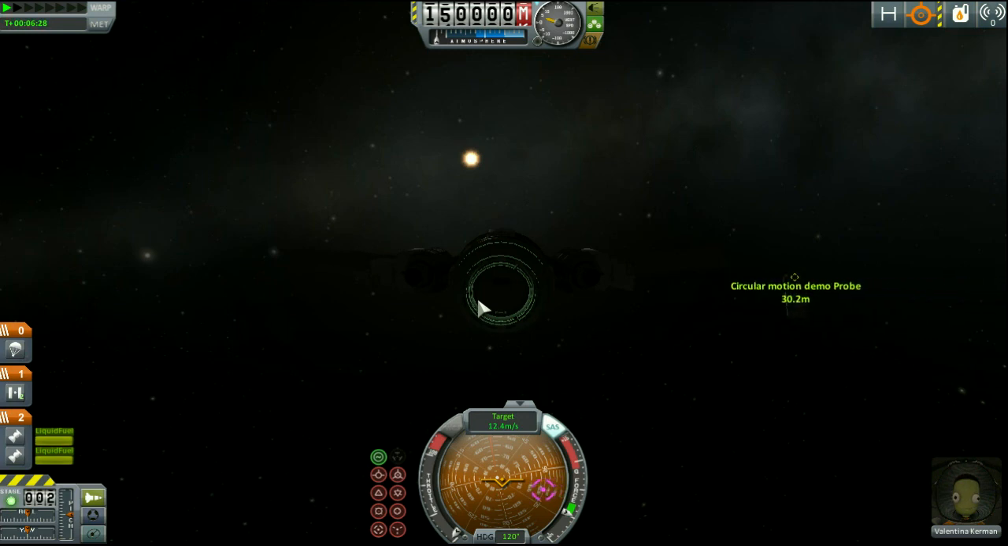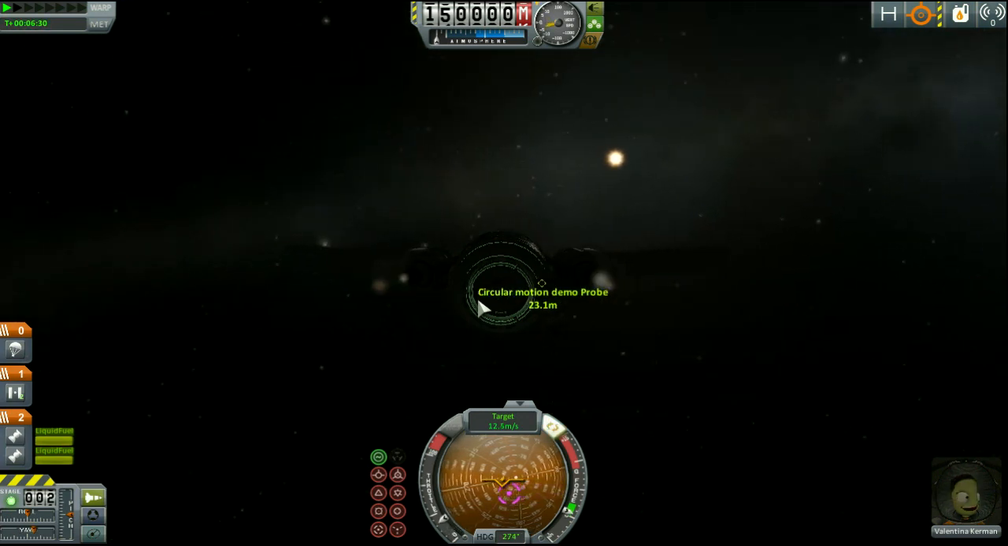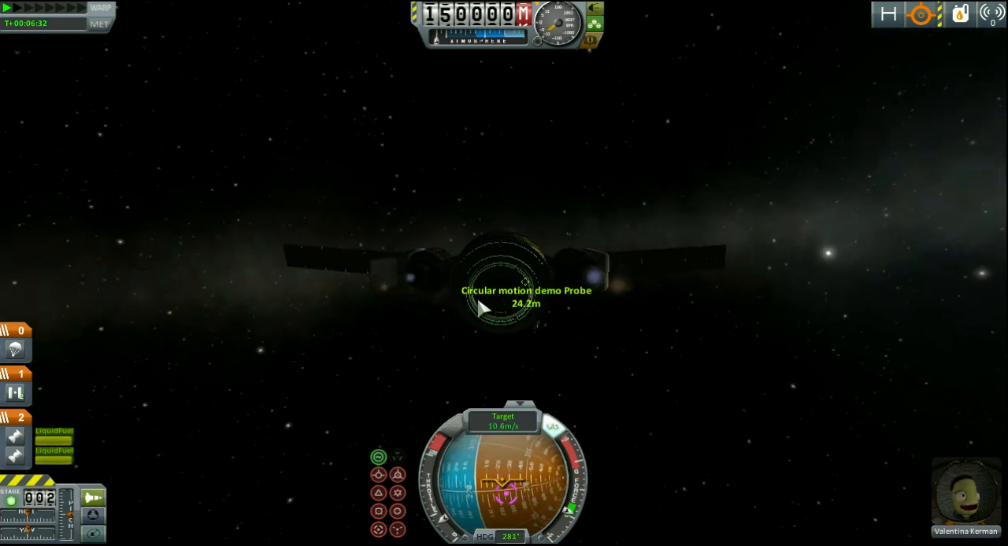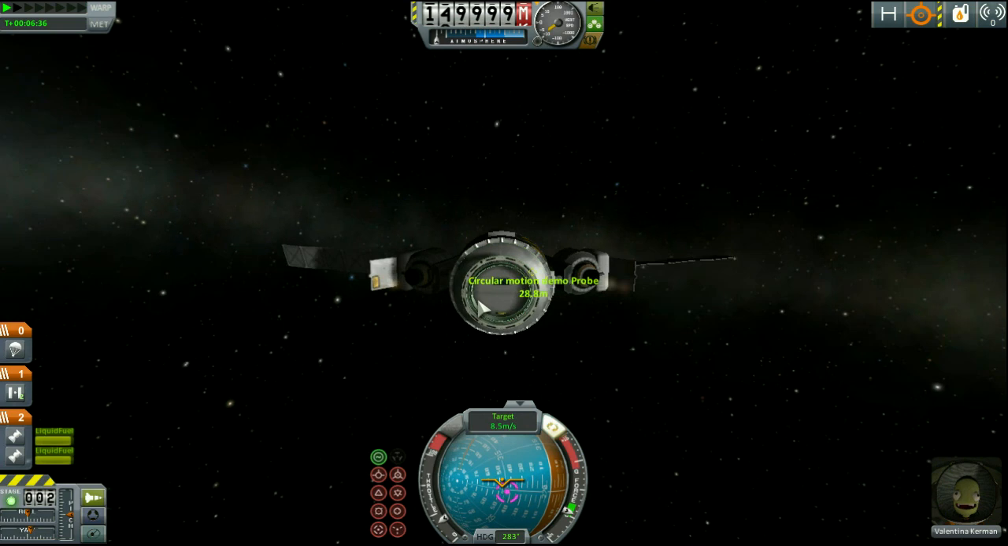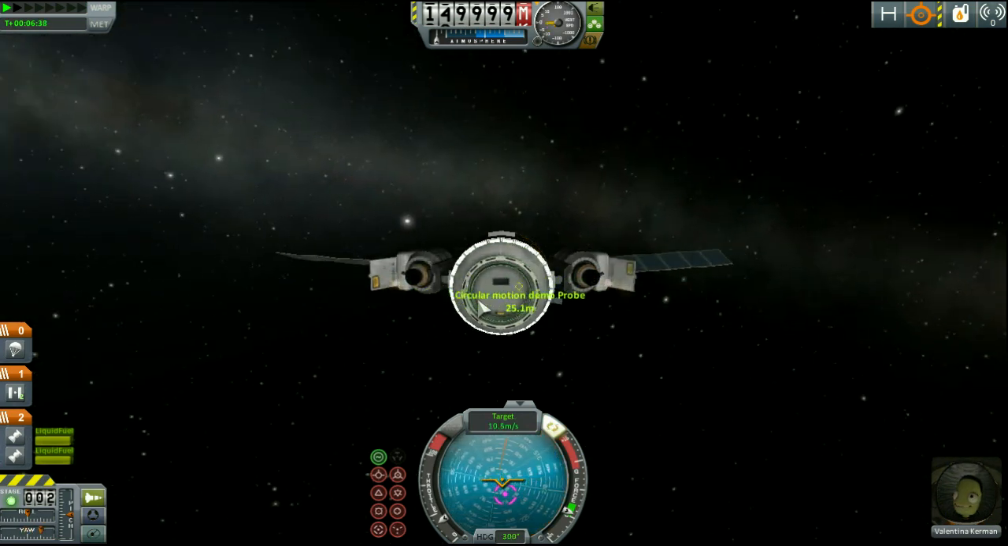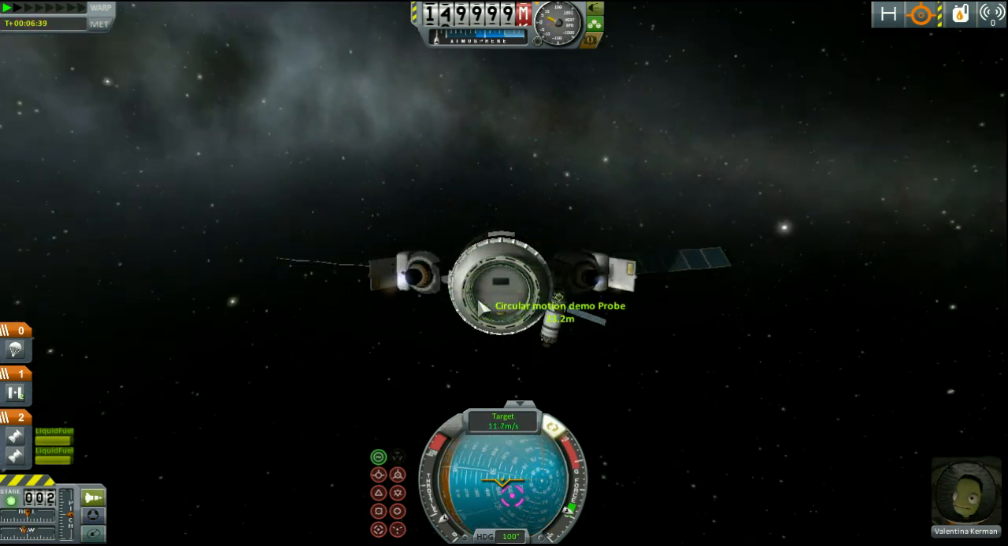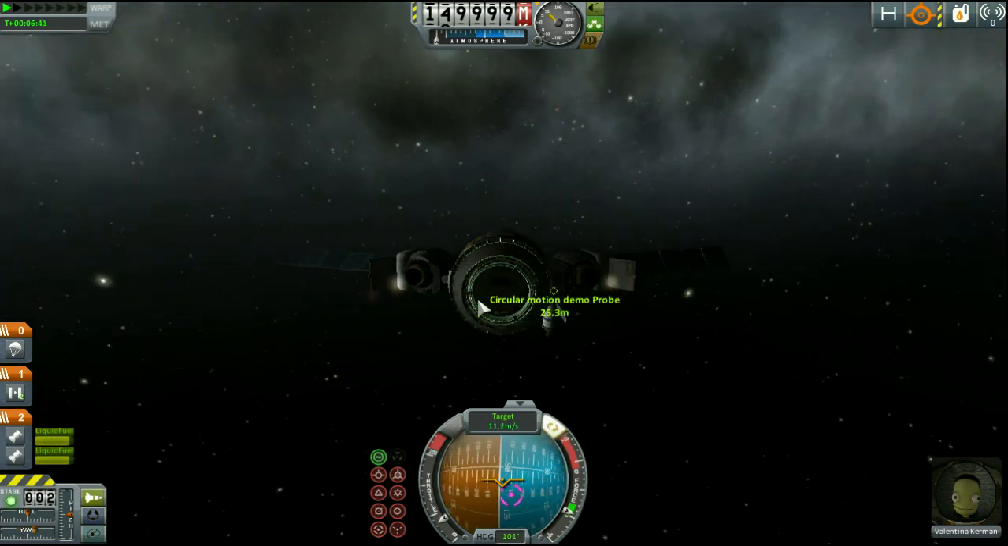Where is it? Here we go. And now if I just stay pointed roughly at it and keep thrusting, you will see that I am going roughly in a circle around the other probe.